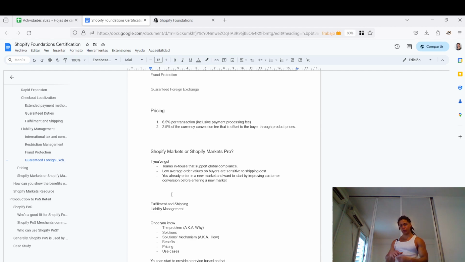If you have a low average merchandise or order value, you might prefer to stay with Shopify Markets. And if you have a team in house that supports global compliance, well, yes.